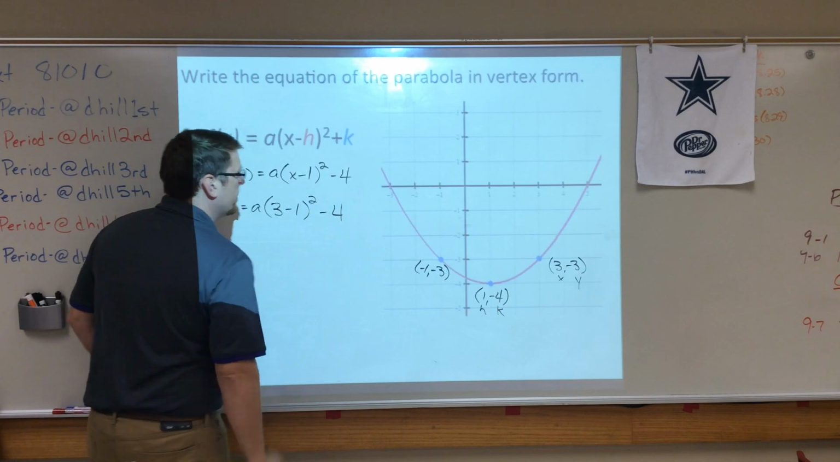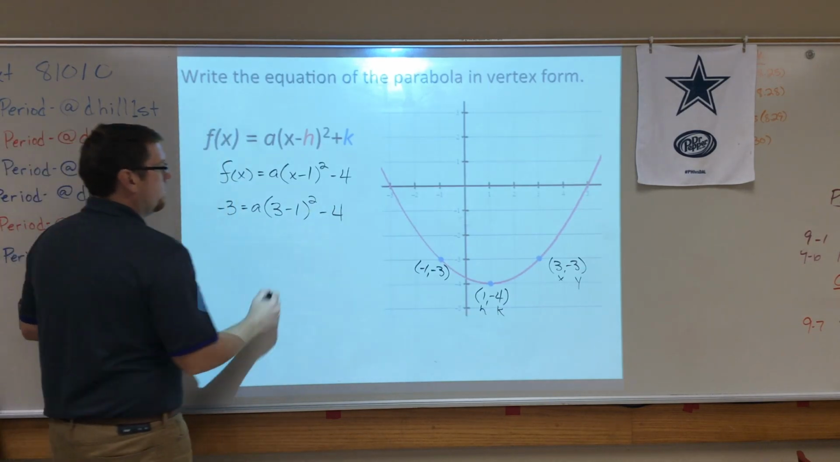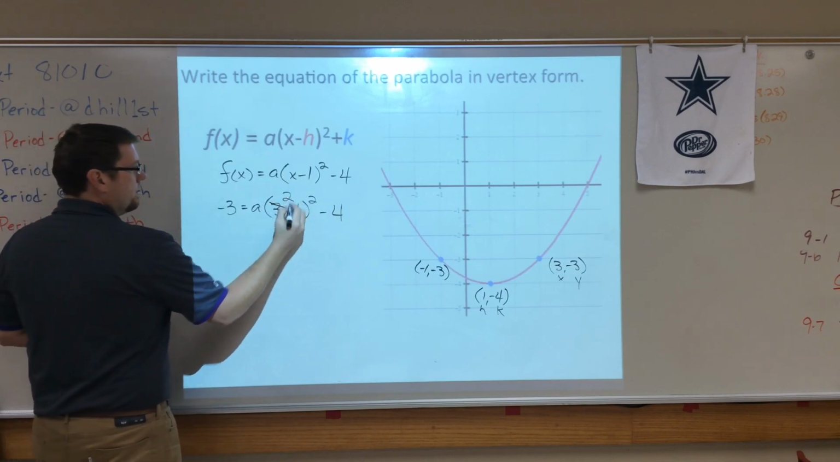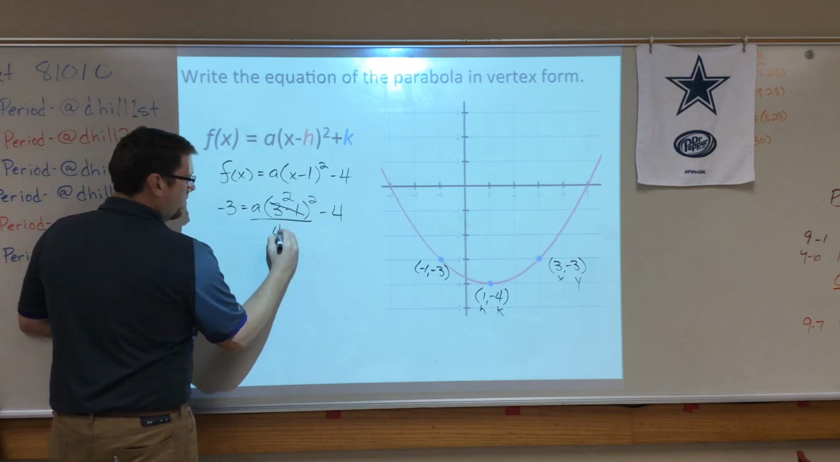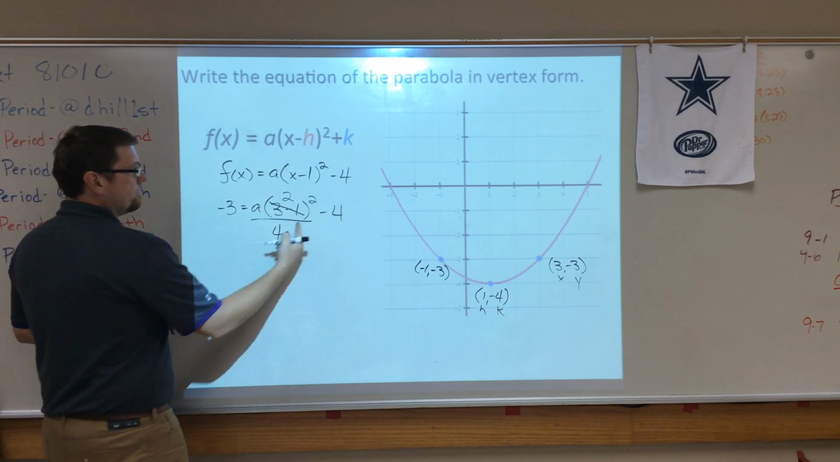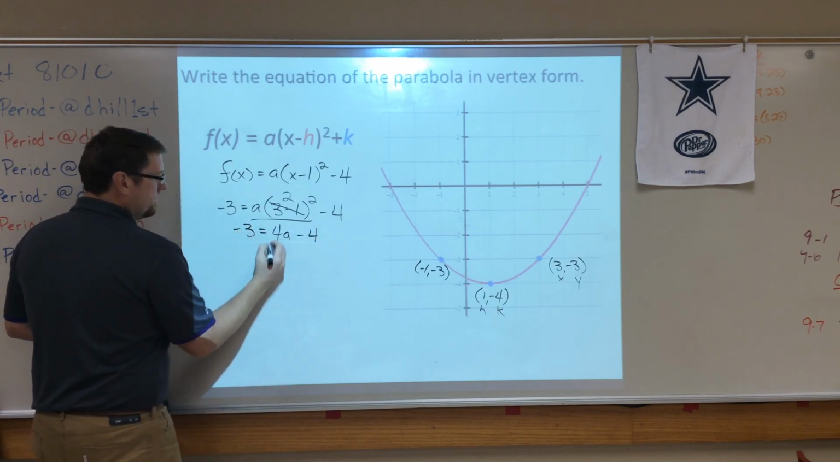And then I've already got those numbers. Now, I just have to solve this equation for a. Start inside the parentheses. 3 minus 1 is 2. 2 squared. Again, this simplifies to 4a. I've got the -4. And all of this equals -3.